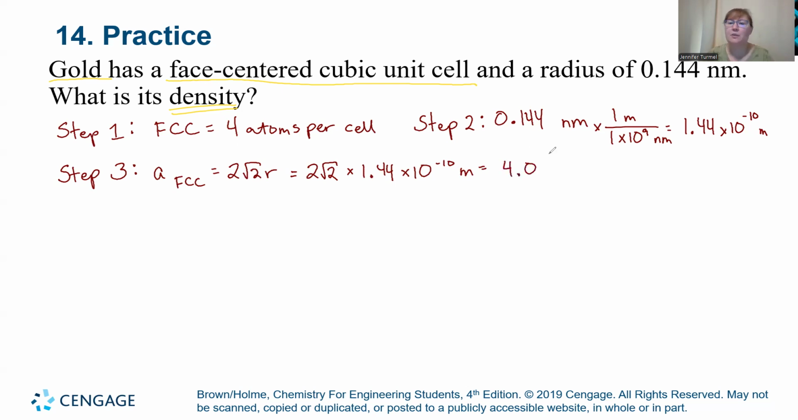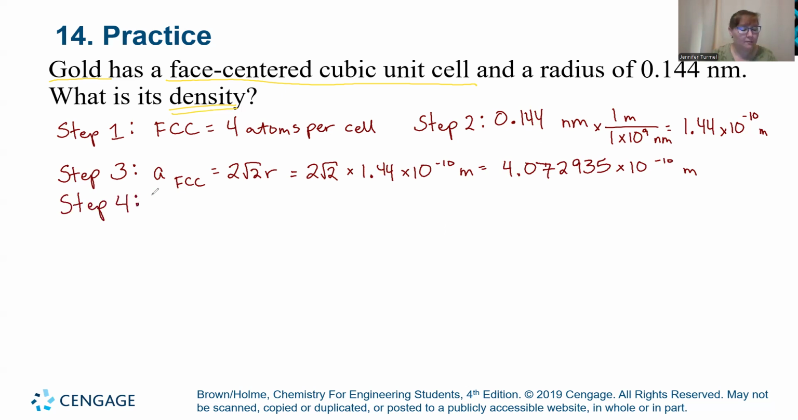Now, you'll notice what I'm doing is giving myself extra significant figures until I get to the end. That's because there's a lot of calculations and I don't want to lose any of my accuracy. So I get 4.072935 times 10 to the negative 10th meters.